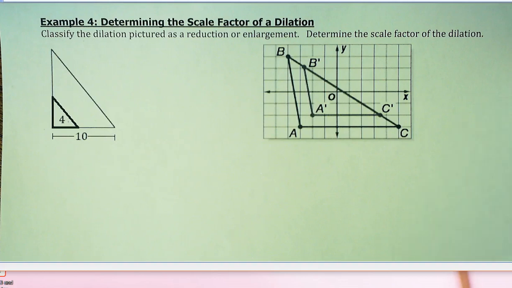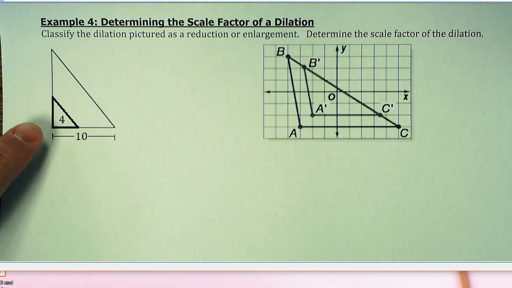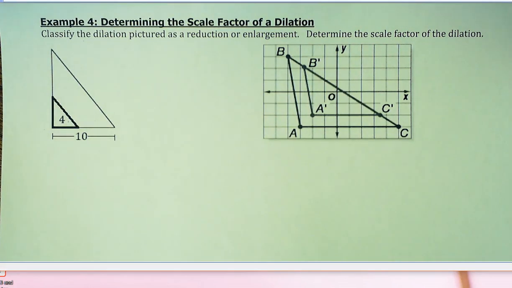Okay, and then these last two, just examples of how to figure out what is the scale factor. So let's say I don't have a graph, let's say I have a picture, and on this first picture, my original is going to be this triangle with the 4, the smaller triangle, and then my image is going to be the larger triangle. Okay, if you are trying to figure out what the scale factor is, you've got to have the similar sides, so the 4 and the 10 are the bottoms of both of those triangles.